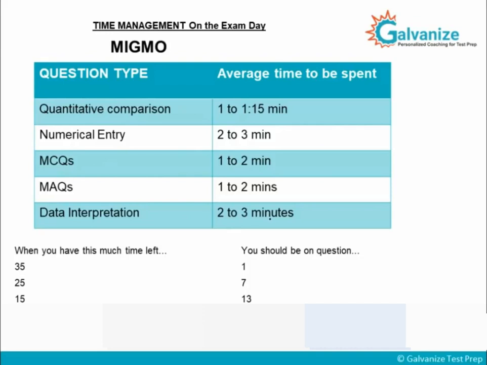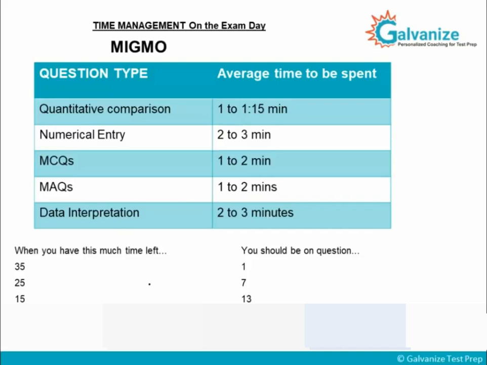Data interpretation, 2 to 3 minutes. The reason is you have to allot time to look at the graph, read the graph properly. Look at the question, read the question properly. Match the graph with the question and then write the answer. The answer will be very, very simple. So you need to take that entire 3 minutes to do all these things with the graph.